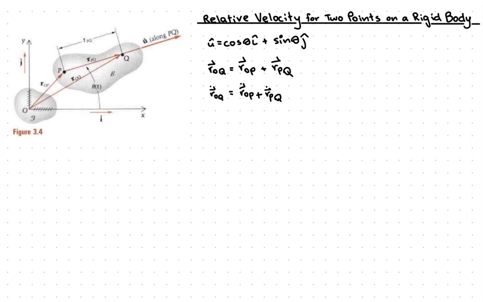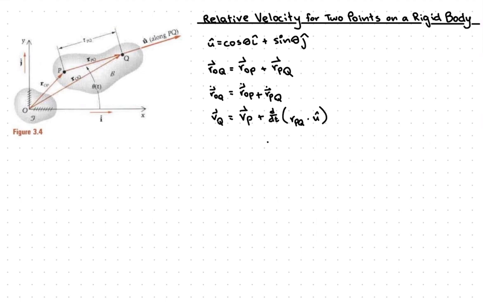To simplify this, we know that the time rate of change of vector O to Q is simply the velocity of Q, and that the time rate of change of the position from O to P is just the velocity of P. But now this last term is a bit more complicated when we're taking its derivative. We know that it doesn't change magnitude with time, but its direction does change with time. So the way we're going to write this instead is extending that vector into its magnitude, RPQ, times its direction, which we already defined to be u hat.